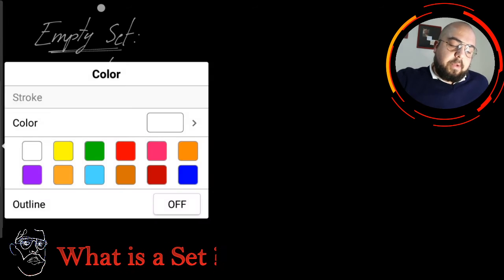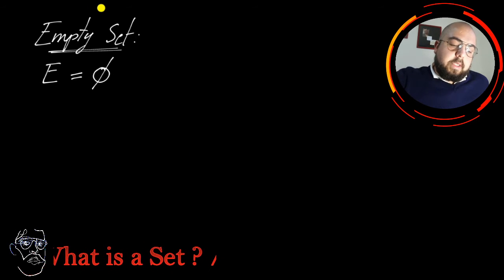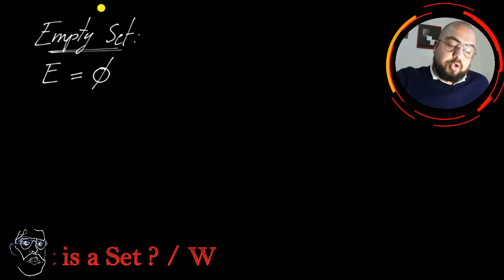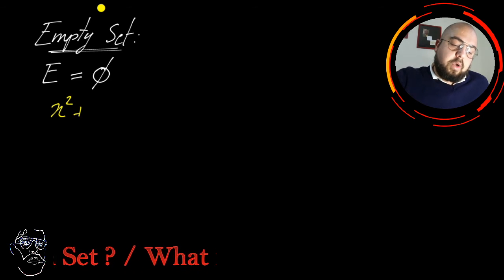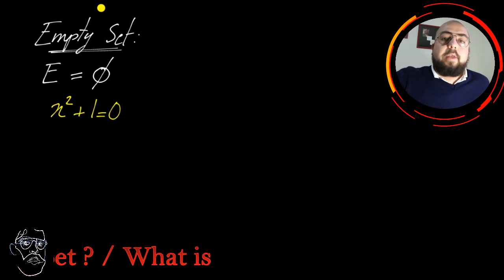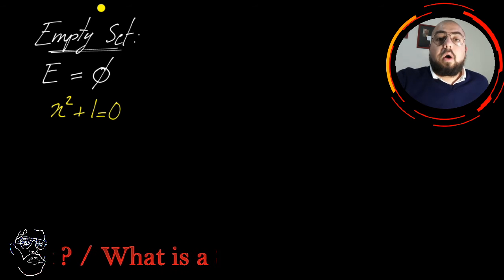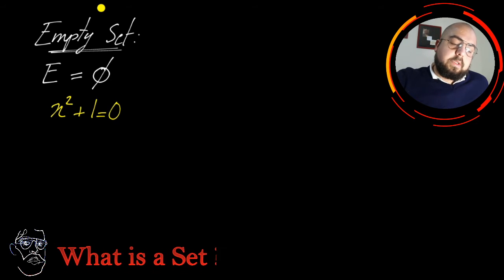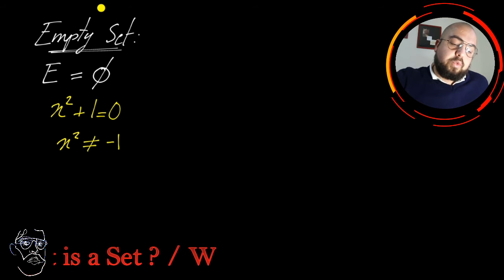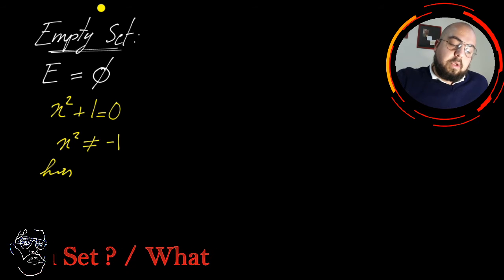Let's take an example. In case you were asked to solve x squared plus 1 equals 0, and the roots of this equation are the elements of the set E. Whenever you try to solve this equation, you get x squared equals minus 1, which is impossible. So this equation has no real roots.